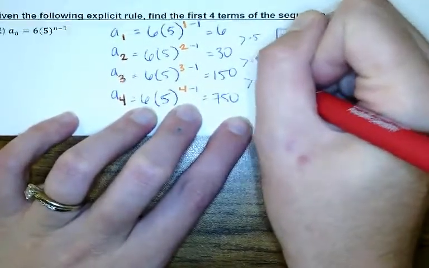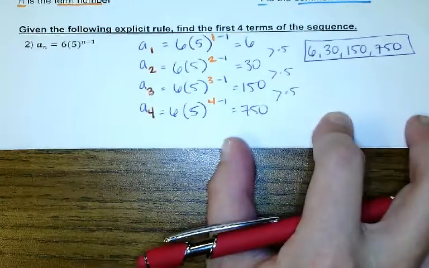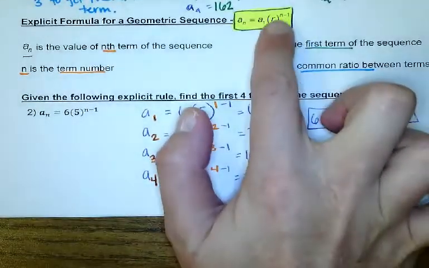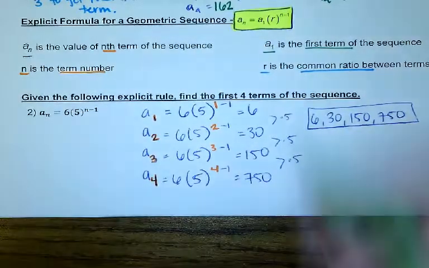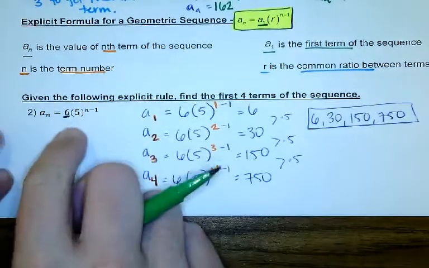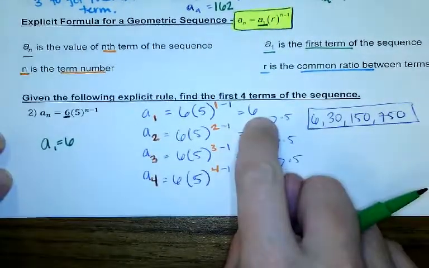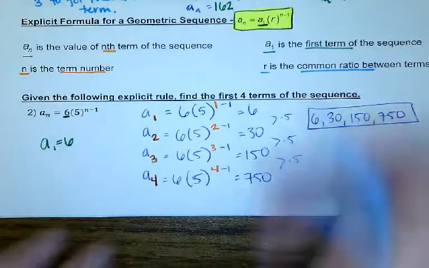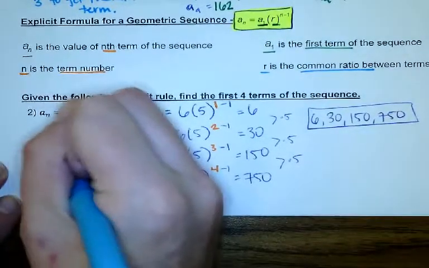Well, guys, what I want you guys to recognize is based on the explicit formula up here, does this actually match, guys? What is my a sub 1 term? Just looking at the formula. What should my first term be? 6. Is that what we got for our first term? Yes. Okay? And then looking at our formula, what is the ratio here? 5. So we were multiplying by 5 each time.